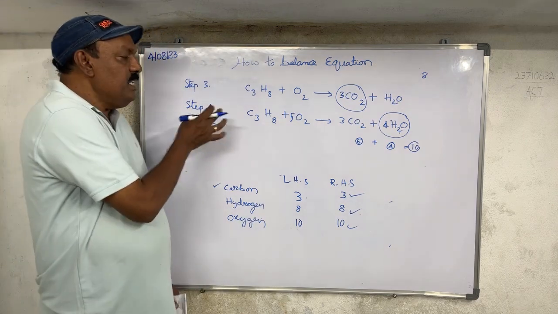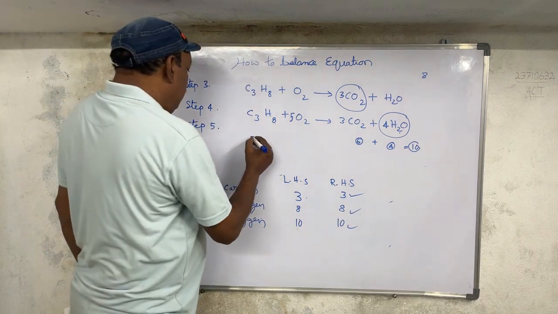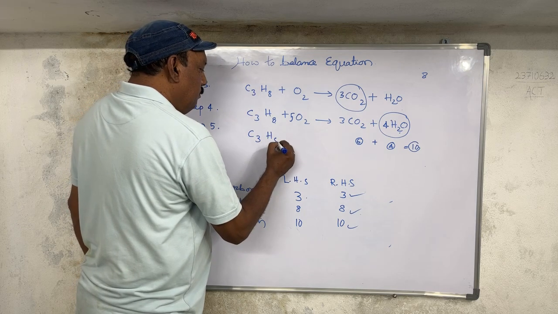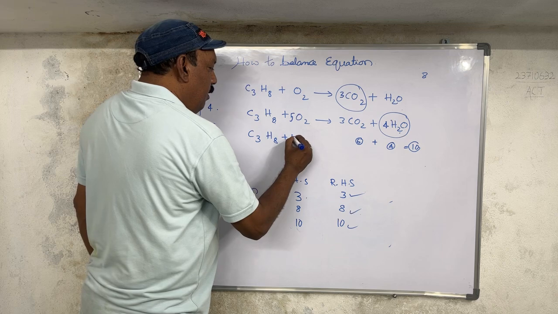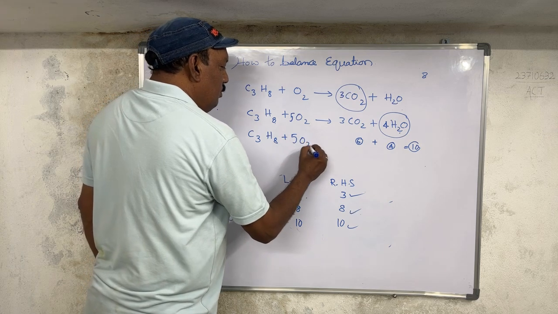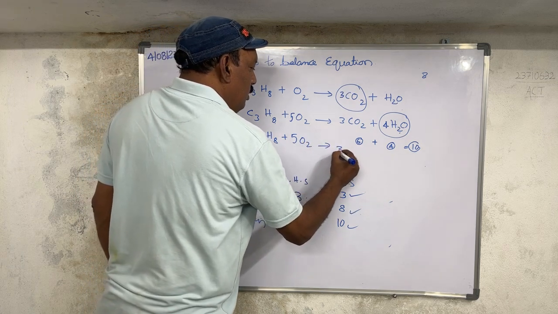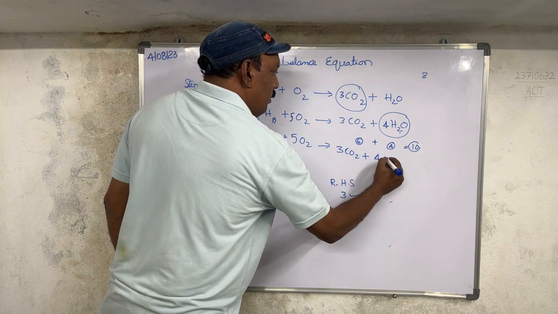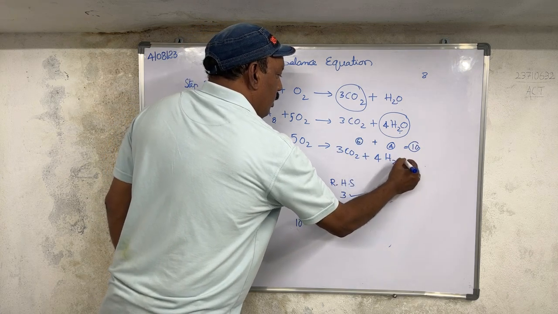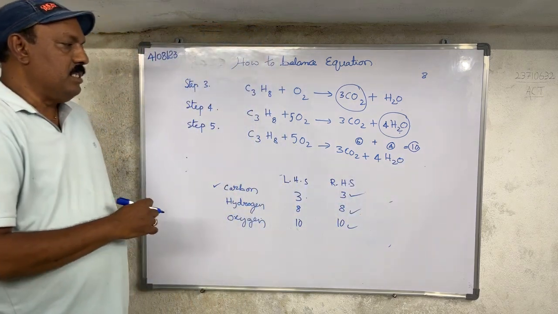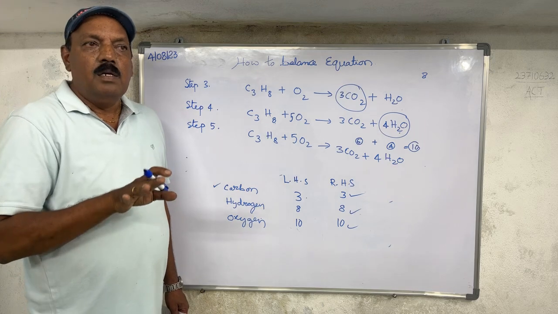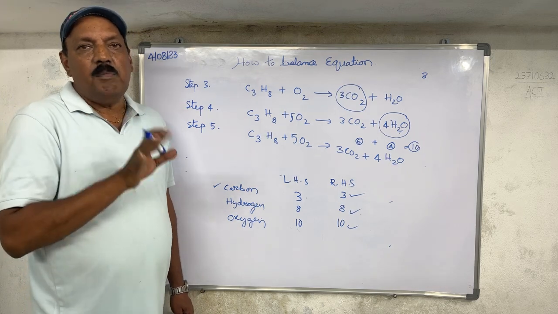These are the 5 steps where after balancing completely we keep the finishing step here. C3H8 plus 5O2 gives rise to 3CO2 plus 4H2O. Now totally it is balanced. So this is the way, whatever the equation may be, you have to balance the chemical equation.